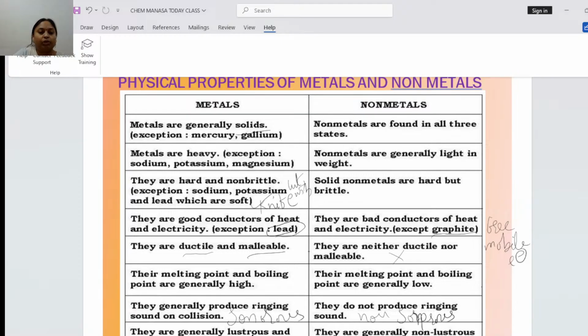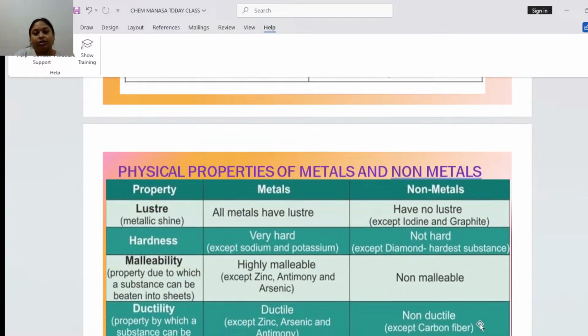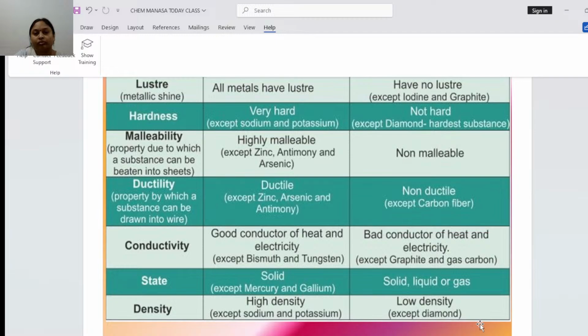When it comes to the metals, these are lustrous in nature. That's why we make ornaments and everything very shiny in nature. Next, when it comes to the non-metals, these will be considered as non-lustrous. Can't be polished. So we will go for the next slide. Here, a few examples were given in tabular form.